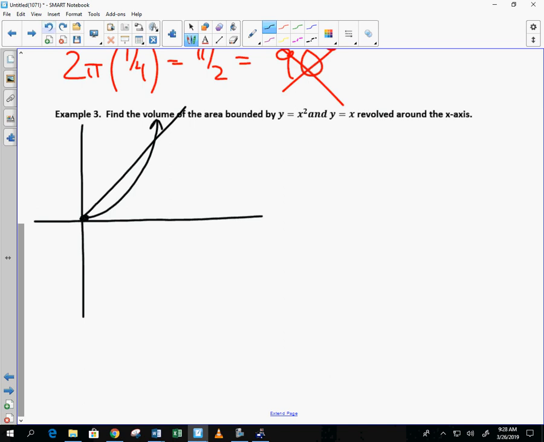Anybody know the points of intersection? 0, 0, right? And then this would be 1, 1. Good. Revolved around the x-axis. So when I revolve it around the x-axis, I get that, right?